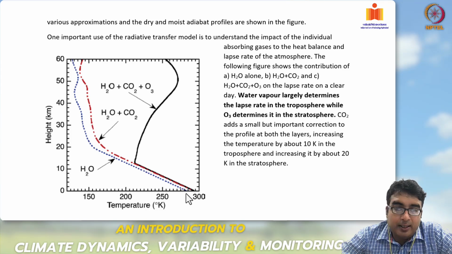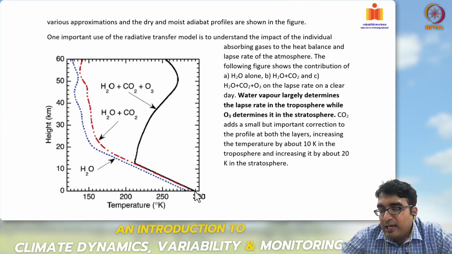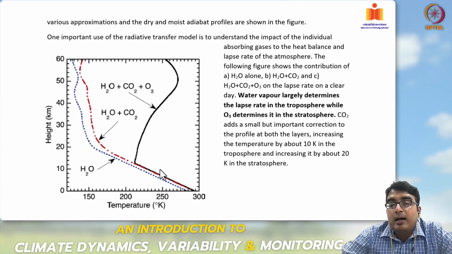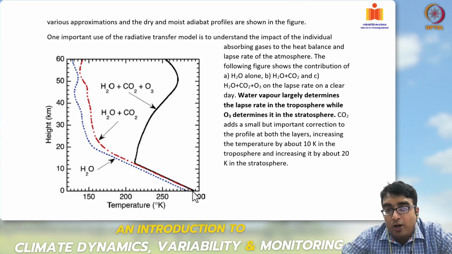So from the ground, the temperature increases from say around 285 kelvins to around 300 kelvins with the presence of CO2. And so this 10 to 15 degree change is being caused by the presence of CO2.